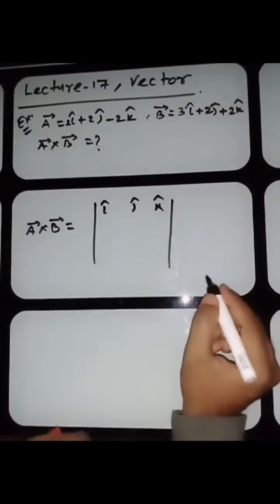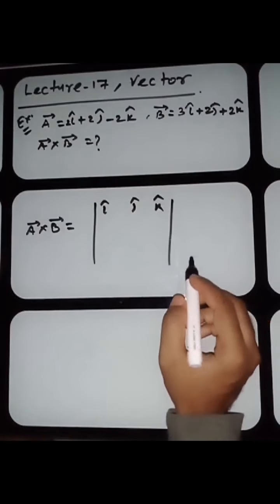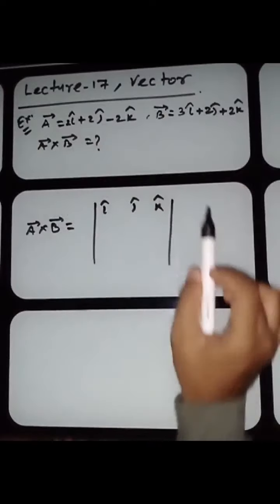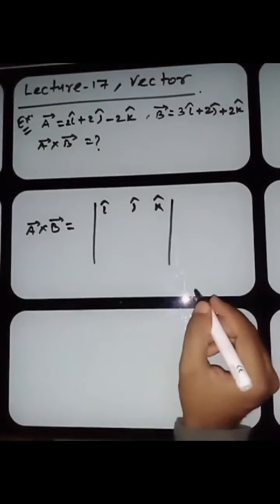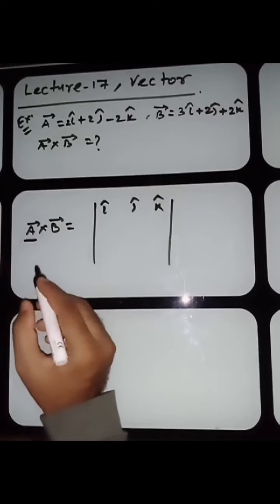Remember, i, j, k. This is the way to find the cross product. You will write i, j, k. You don't have to worry about the minus, plus, etc. Now, first you have the vector a. Look here.